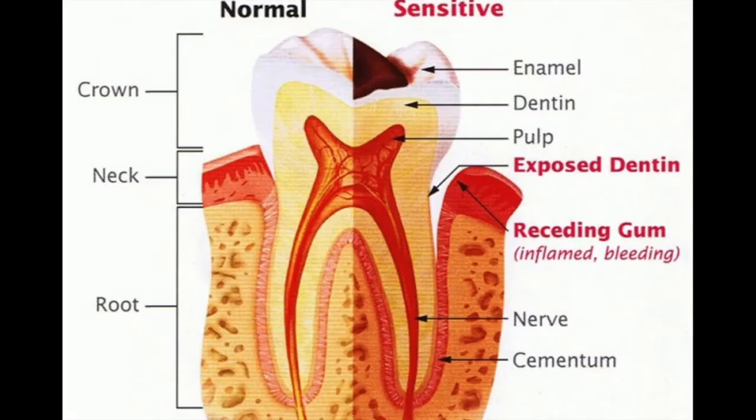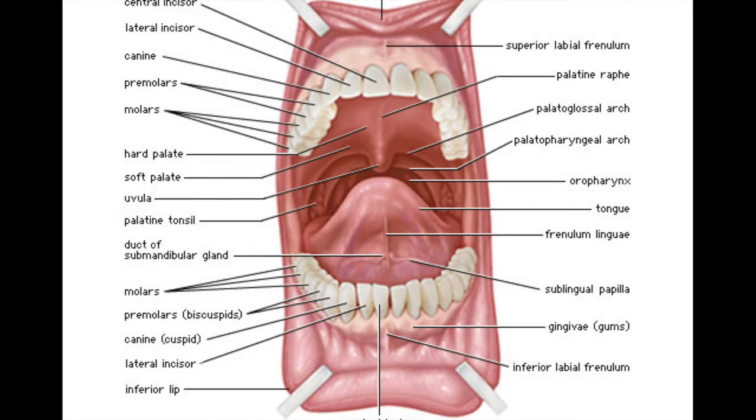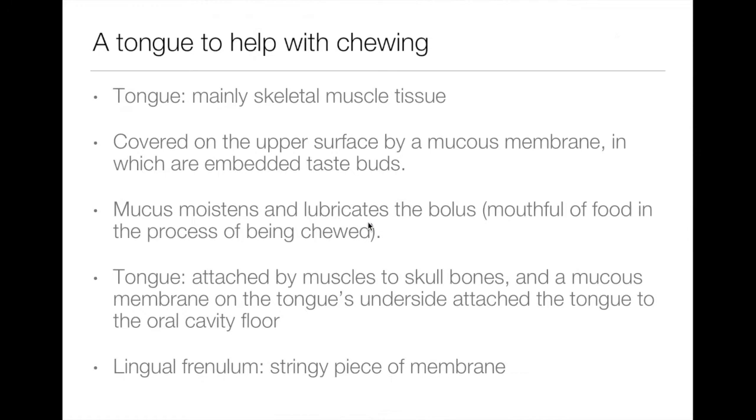Also, we've got our tongue to help with chewing. First of all, your tongue is mainly skeletal muscle tissue. The muscle is covered on the upper surface by a mucous membrane. And now you're listening to the word mucus and you're asking, what is the mucus? We talked about it. It's a type of connective tissue. I don't believe you should know more details, just that it is a type of connective tissue. This is what you should know. So the muscle is covered on the upper surface by a mucous membrane, by connective tissue, in which are embedded the taste buds.